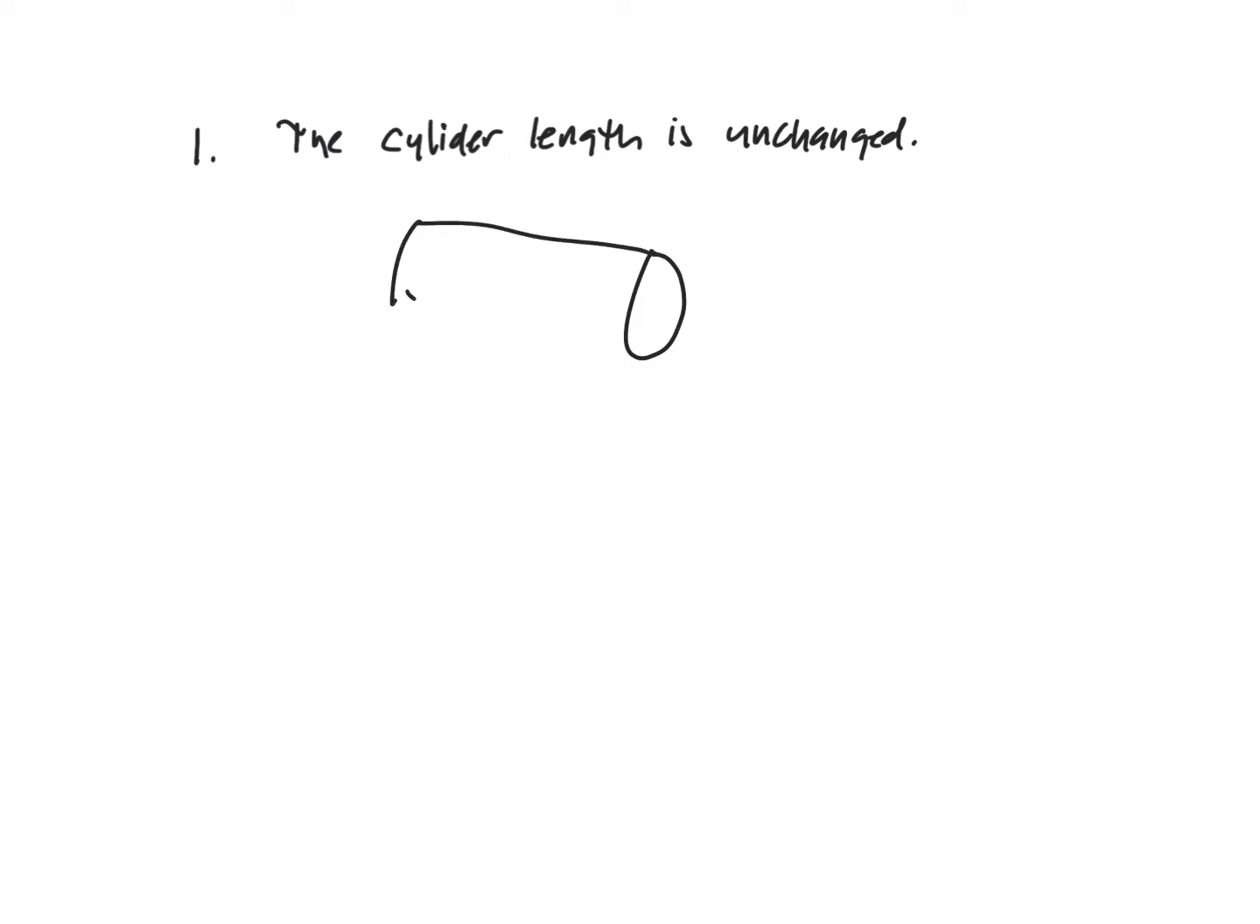Let's go ahead and enumerate some of our kinematic assumptions. The first is that the cylinder length stays unchanged. Now, I don't think we put in a label for that, but we can just call it L for right now. So, in other words, it started at L, it's going to end up at L.